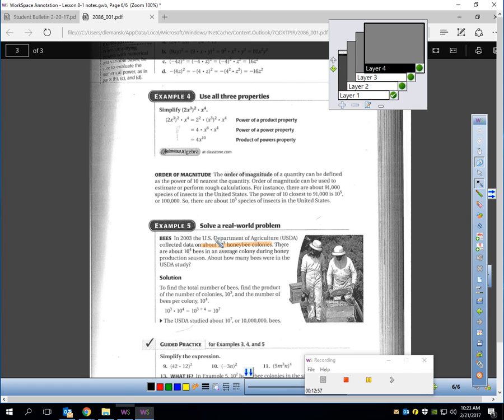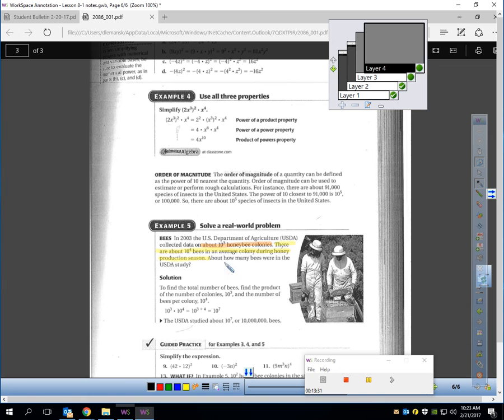They will have you do real-world examples with order of magnitude. For example, here, in 2013, the U.S. Department of Agriculture collected data on about 10 to the third honeybee colonies. So that'd be 1,000, 10 to the third. Next, there are about 10 to the fourth bees in an average colony during honey production season. 10 to the fourth is about 10,000. How many bees were in the USDA study?